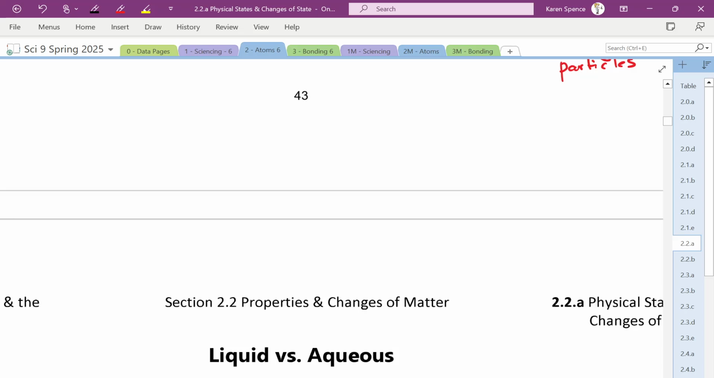Please tell your partner what you think the difference is between liquid and aqueous. Liquid versus aqueous. What is the difference? Chat with your partner. What is the difference, liquid and aqueous?